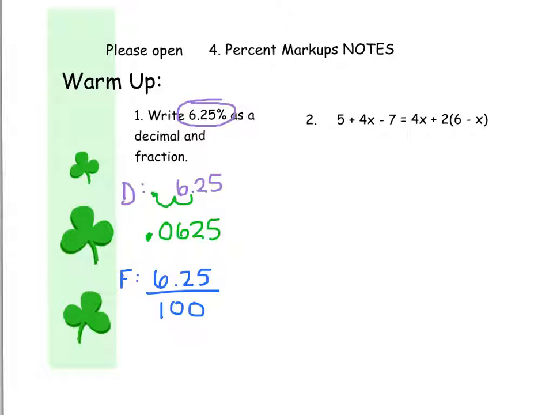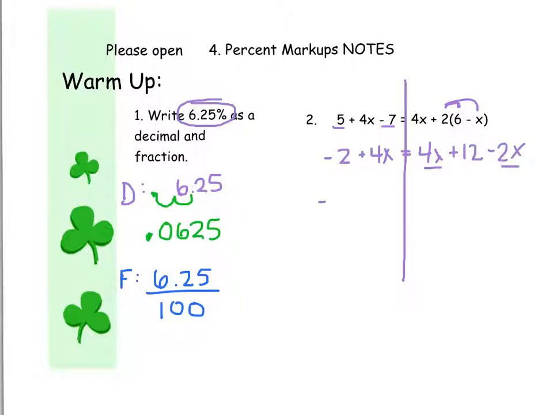Our second problem, we need to solve for x. What I like to do, we draw our line down the middle, combine like terms on both sides. So we can combine 5 minus 7, negative 2 plus 4x equals, and on the other side, we need to distribute first. 4x plus 12 minus 2x. Then here, combine like terms. Negative 2 plus 4x equals 2x plus 12.